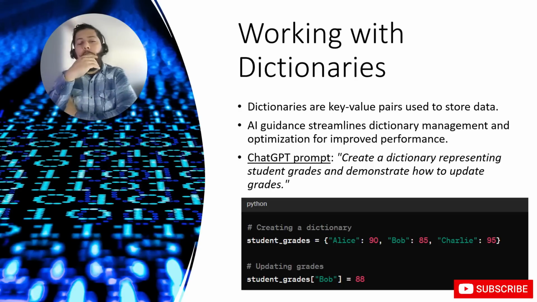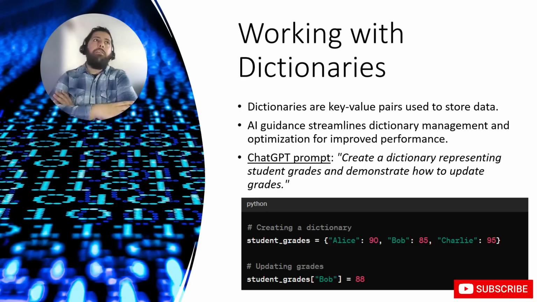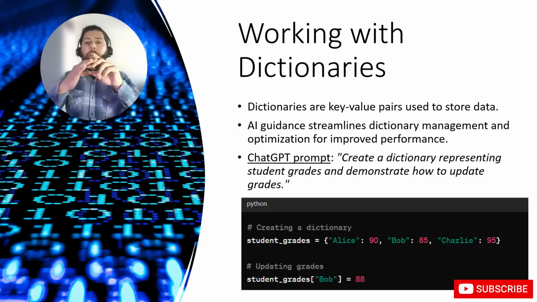So now, when we talk about dictionaries, dictionaries are a little bit different. They're key value pairs used to store data, and they function a little bit differently than lists and tuples. And AI guidance is great with helping us here because it streamlines the whole process of dictionary creation, dictionary management, optimization, and improved performance. So prompting ChatGPT to create a dictionary would look something like this, just to give you a practical example. And we'll look more at real world examples soon.